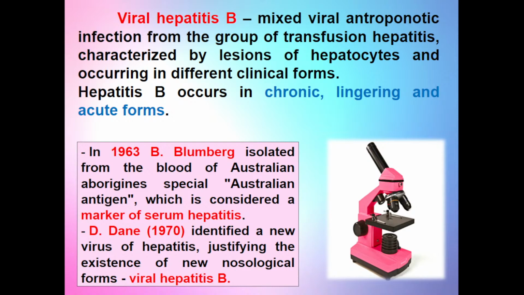In 1963, Blumberg isolated from the blood of Australian Aborigines a special Australian antigen, which is considered a marker of serum hepatitis. And now it's one of the names of HBs antigen, Australian antigen. Maybe you heard of it.